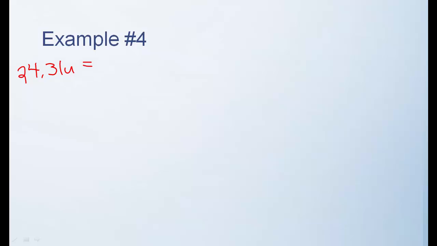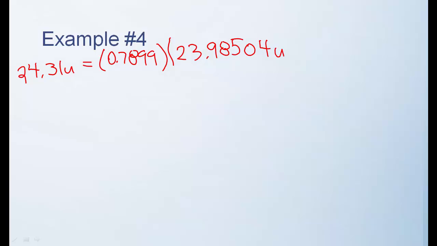So the first isotope had an abundance of 78.99. That translates into 0.7899. The mass of that isotope, magnesium-24, is 23.98504 atomic units.